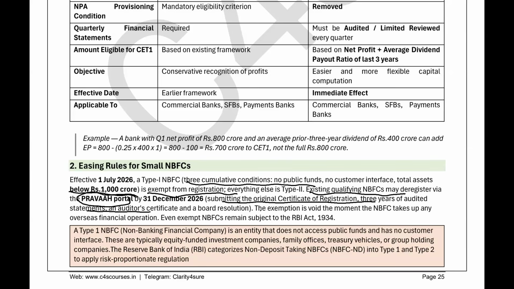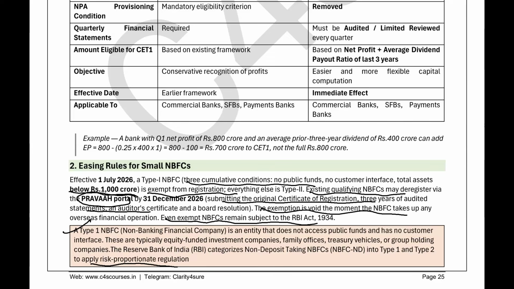The exemption is void the moment the NBFC takes up any overseas financial operations. Even exempt NBFCs remain subject to the RBI Act of 1934. A Type 1 NBFC, that is non-banking financial company, is an entity that does not access public funds and has no customer interface. These are typically equity funded investment companies, family offices, treasury vehicles, or group holding companies that RBI categorized non-deposit taking NBFC-ND into Type 1 and Type 2, to apply risk proportionate regulations.